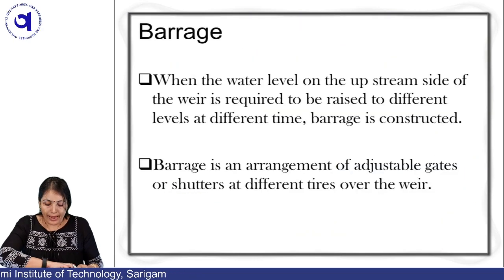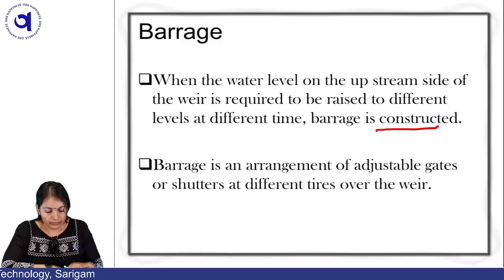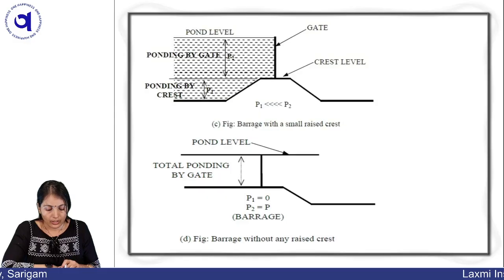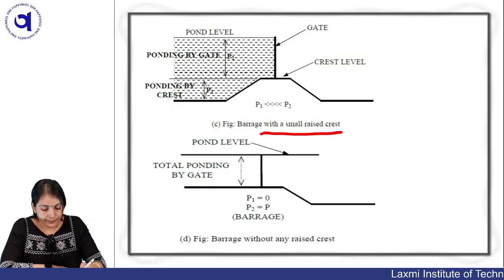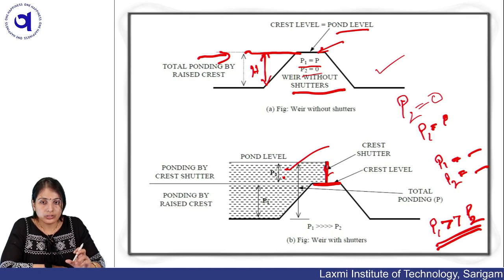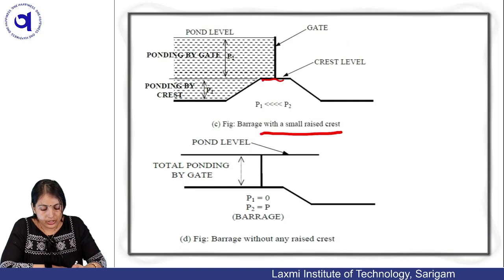Now second is the barrage. When the water level on the upstream side of the weir is required to be raised to different levels at different times, a barrage is constructed. We have an arrangement of adjustable gates or shutters of different types over this weir. So this is actually a barrage. Here we have a barrage with a small raised crest. In the weir section the crest is dominating, but in the barrage the shutter is dominating, so the crest may be less.